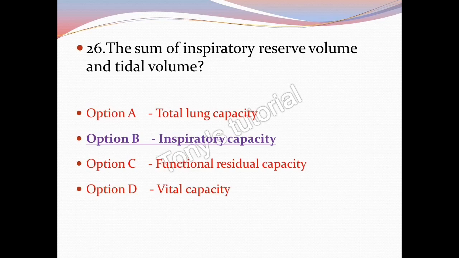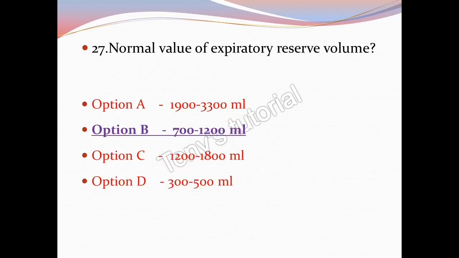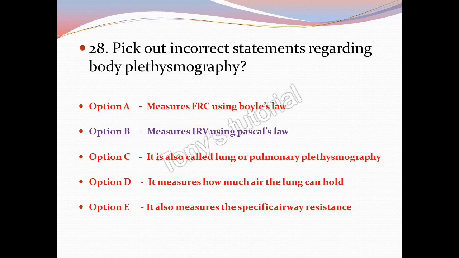You know that there are lung capacities and lung volumes. All of that is important. You must definitely prepare that from the exam point of view. The answer is the inspiratory capacity. The normal value of expiratory reserve volume is 700 to 1200 milliliters. Option A is actually inspiratory reserve volume, and the last one is the tidal volume, right?